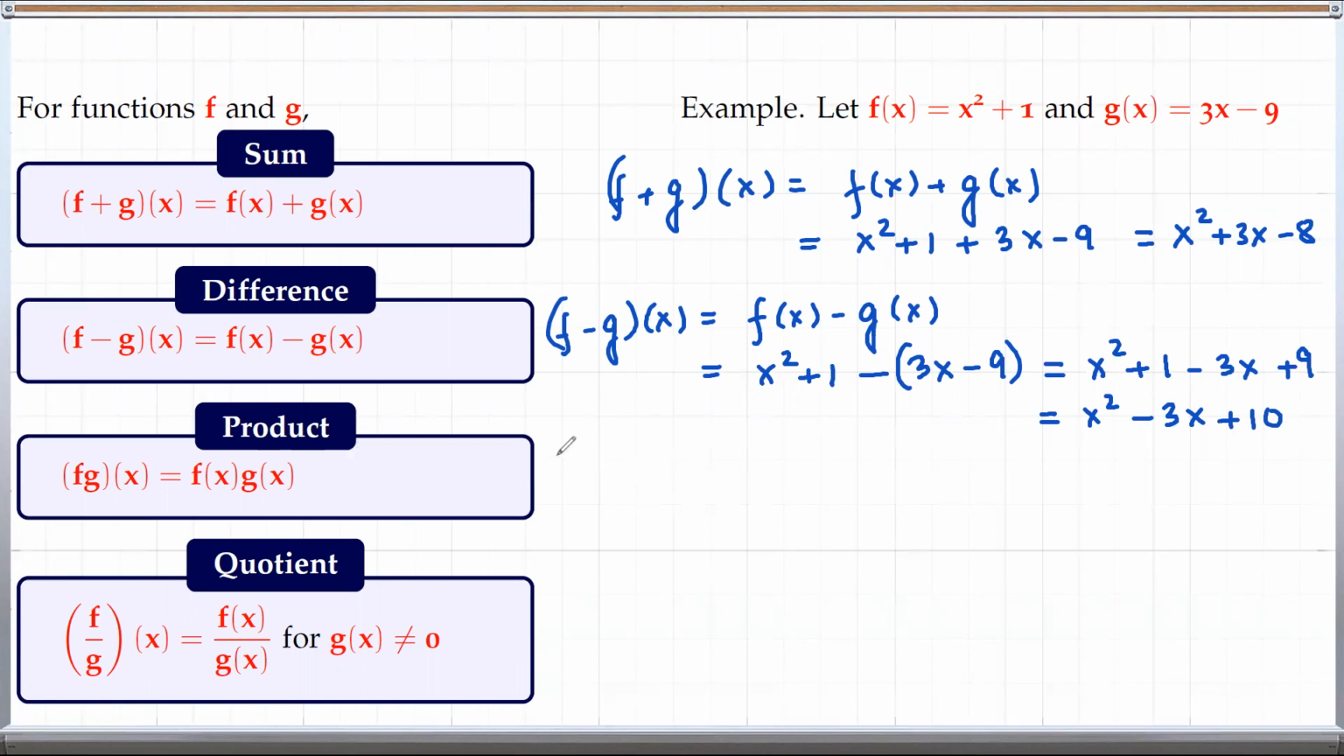Now let's look at product. f times g of x is f of x times g of x. So f of x is x squared plus 1, and g of x is given to be 3x minus 9.